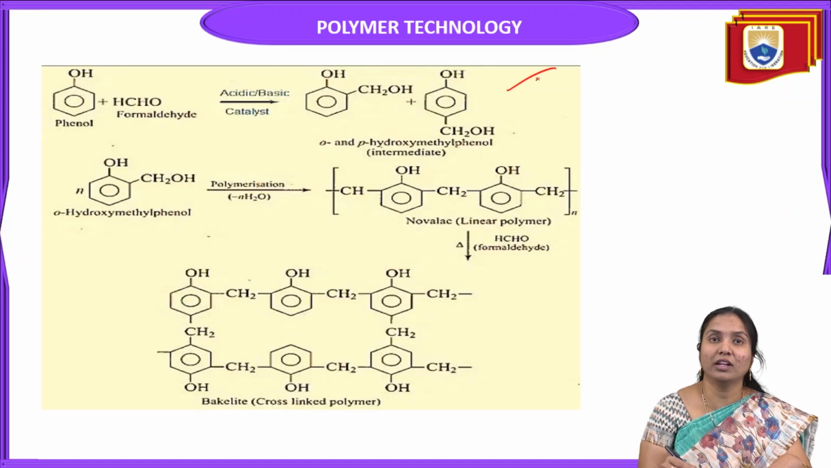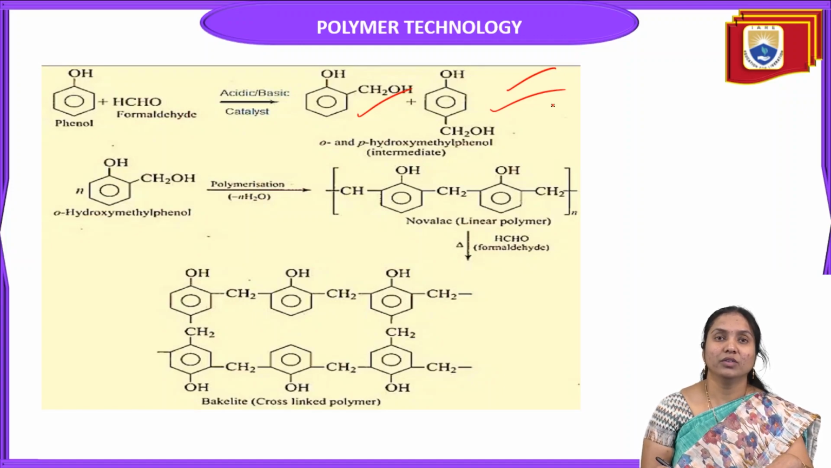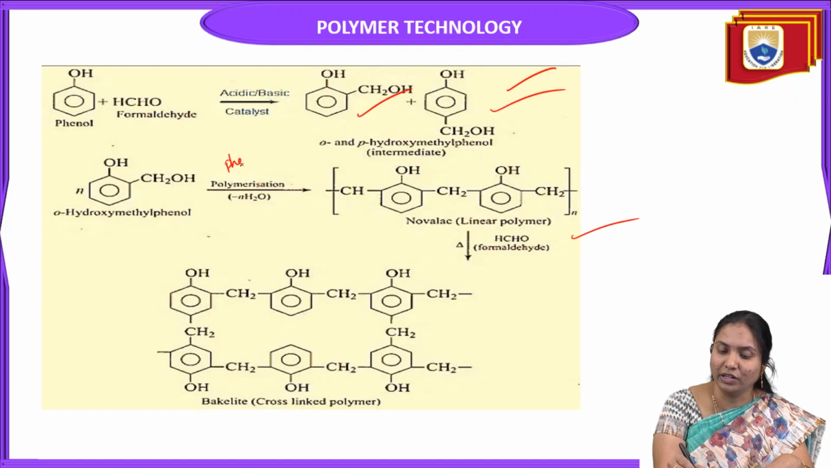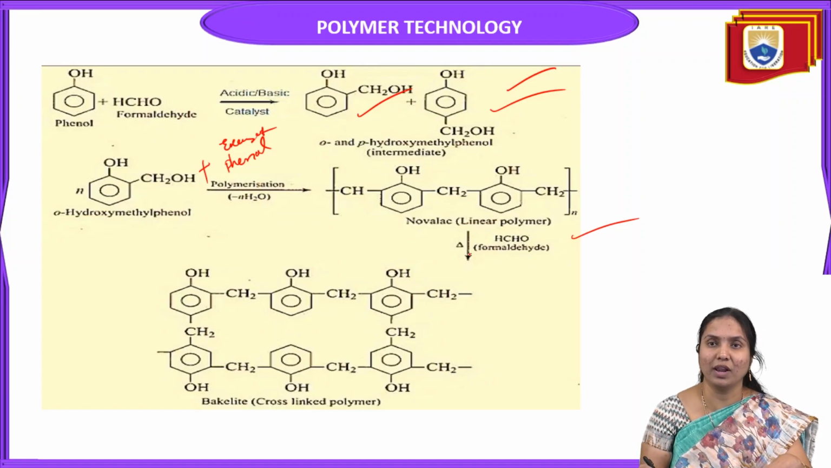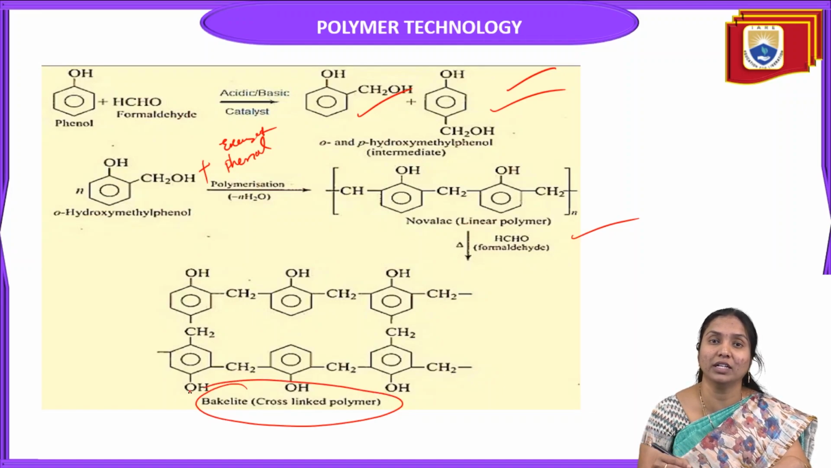The first step is phenol reacts with formaldehyde in the presence of acid catalyst or basic catalyst. Here it forms ortho-hydroxymethylphenol and para-hydroxymethylphenol. This ortho-hydroxymethylphenol is heated with excess of phenol. In this case it forms novolac. This novolac is heated with the curing agent, that is hexamethylene tetramine. In this case bakelite, or phenolic resin, or phenol formaldehyde resin is formed. So this is the preparation of bakelite.